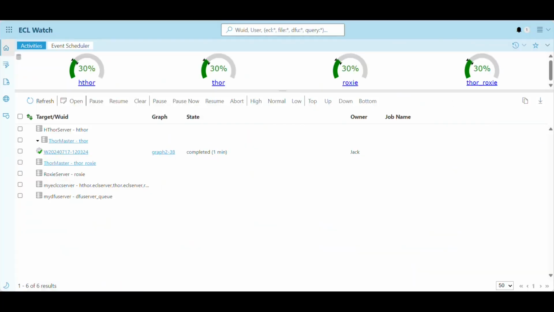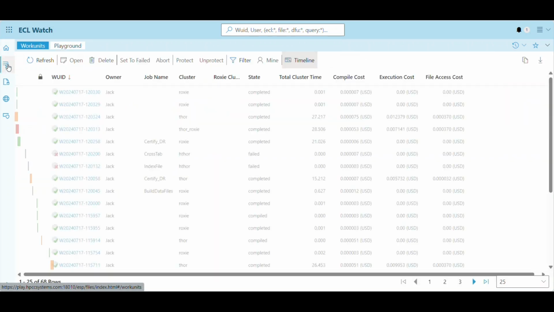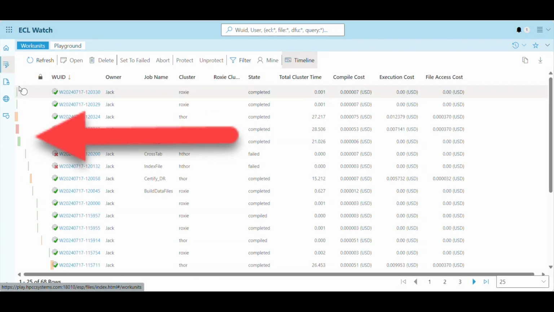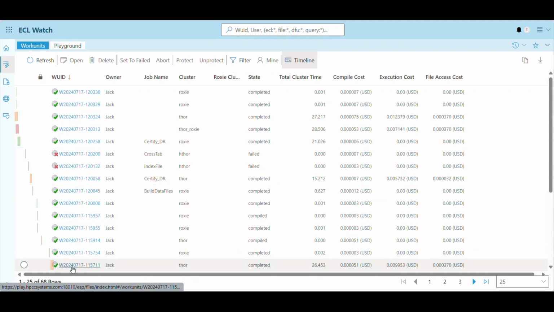Among the new features we've recently added to ECL Watch is the new Timeline Overlay for Workunits. This overlay is an optional enhancement, enabled by default, which highlights additional timing-related information about an individual work unit in relation to other work units. Its primary goal is to quickly identify how work units interact with other work units.